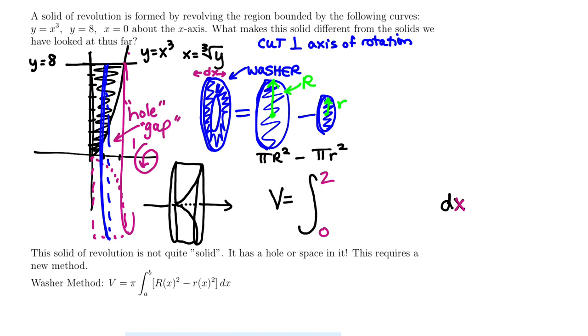Matches our x limits. Now, pi. Is it okay if I factor out that pi and make one pi with a big R squared minus a little r squared? Now, what's my big radius? My big radius is the distance from the axis of rotation all the way to the outside of my region. That's my big R. What curve is defining the outside of that region? It's the curve y equals 8. So what is my big R for this problem? It's just the horizontal constant function 8. So for this particular problem, big R is just going to be 8.